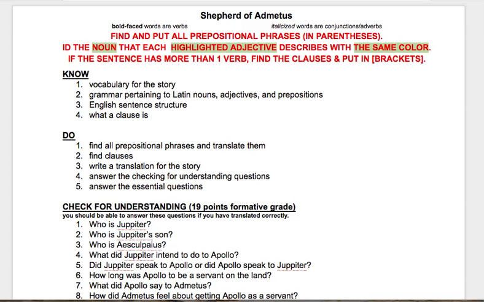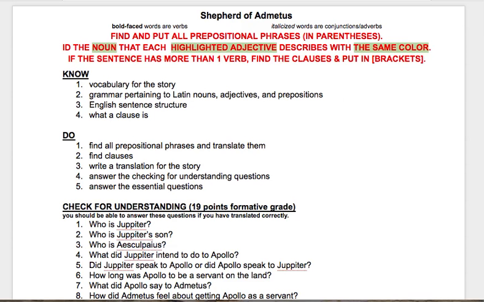So for the story Shepherd of Admeuts, the first thing is that you need to know vocabulary for the story, and there is a vocabulary list for you in the file that is in Moodle directly below this little explanation of how to work with the story. You should be familiar with how nouns and adjectives and prepositions work, so we have been working with all of those. I don't think that will be an issue.